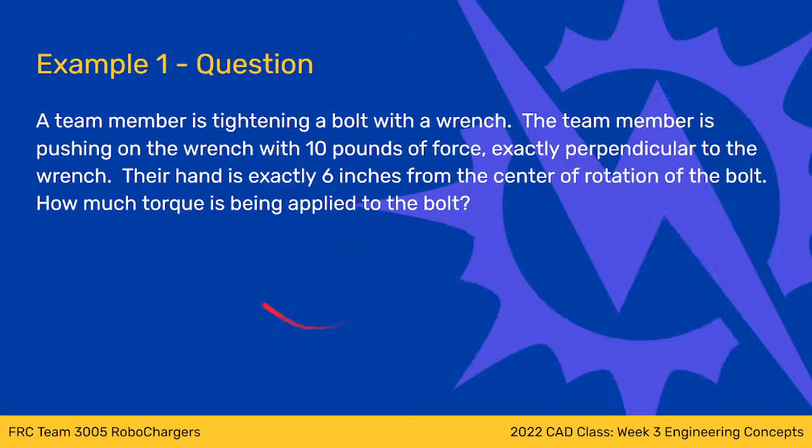So let's do a quick example. One of our team members is tightening a bolt with a wrench. You're pushing on the wrench with 10 pounds of force. You're pushing exactly perpendicular to the wrench. Your hand is 6 inches from the center of rotation of the bolt. How much torque is applied? So we've got 10 pounds applied perpendicular, and it's 6 inches from the center.